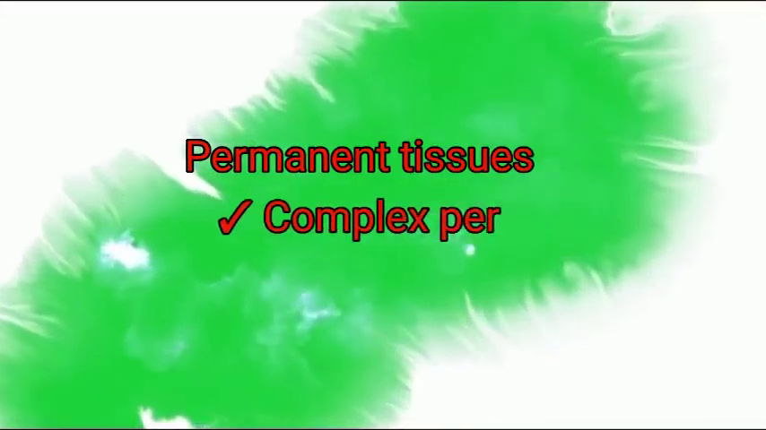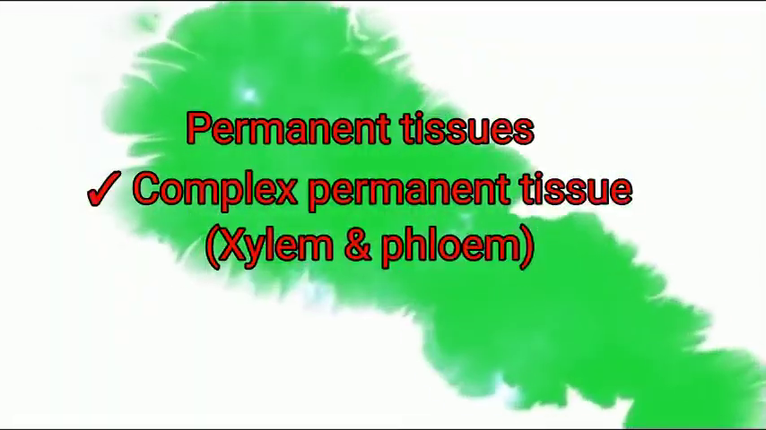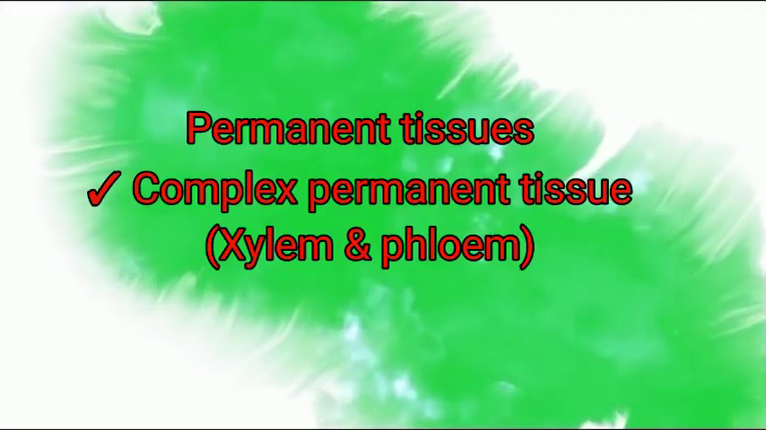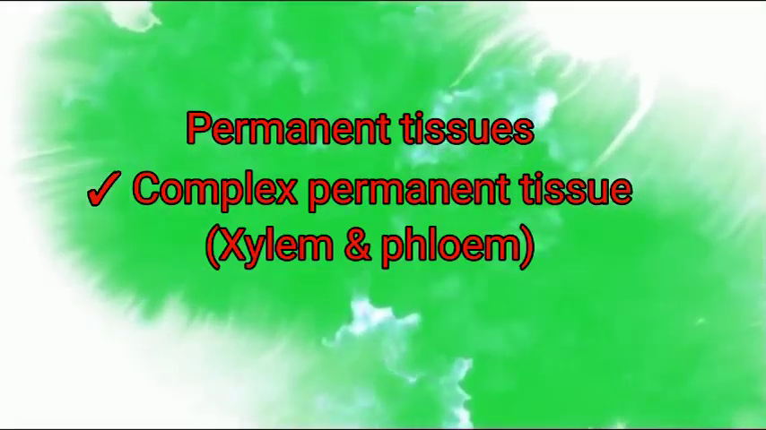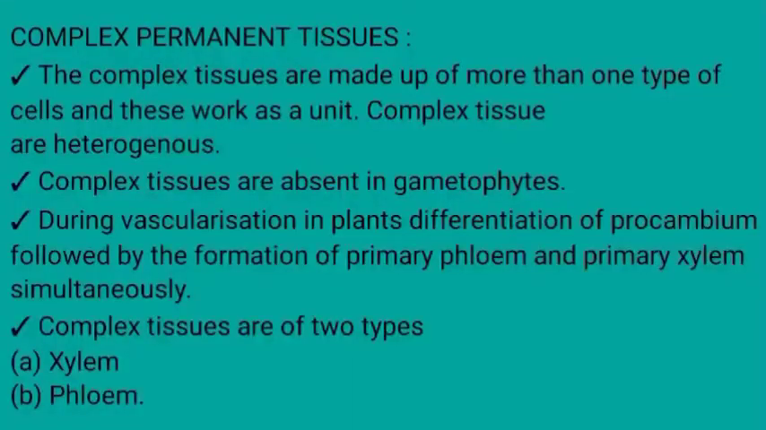Hi everyone, in this video I am going to explain complex permanent tissues, both xylem and phloem. Complex permanent tissue. The complex tissues are made up of more than one type of cells and these work as a unit. Complex tissues are heterogeneous in condition. Complex tissues are absent in gametophytic plants.